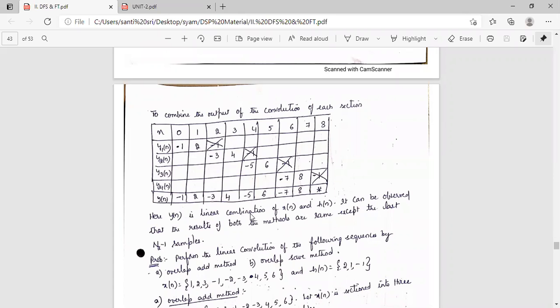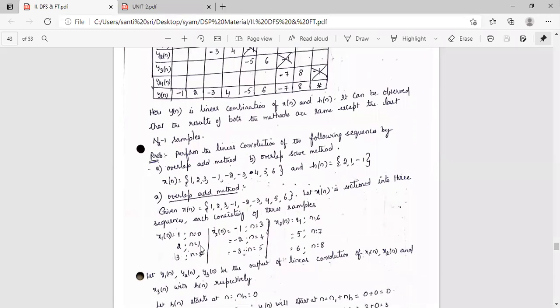So here y of n is the linear convolution of x of n and h of n. It can be observed that the results of both the methods are the same except the last n2 minus 1 samples. In the previous method 1, all results are the same except the first n2 minus 1 samples. So like that, we can do the overlap. These are very important problems. We can do the overlap add and overlap save methods.